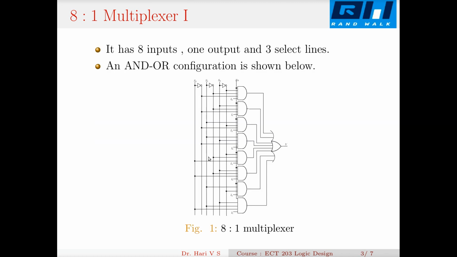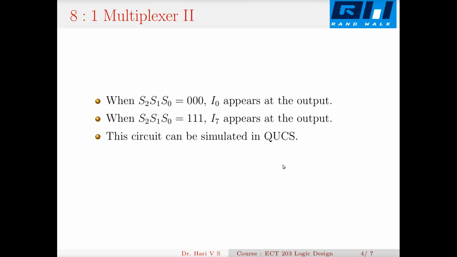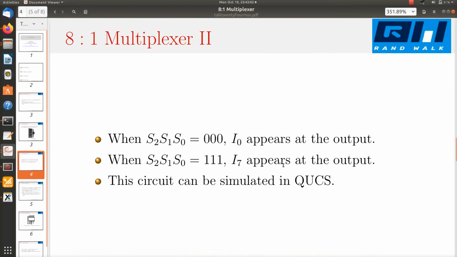So when S2, S1, S0 is 0, 0, 0, I0 comes out. When it is 0, 0, 1, I1 comes out. When it is 1, 1, 1, I7 comes out. That's how this works. Now this circuit can be simulated in QUCS like this.